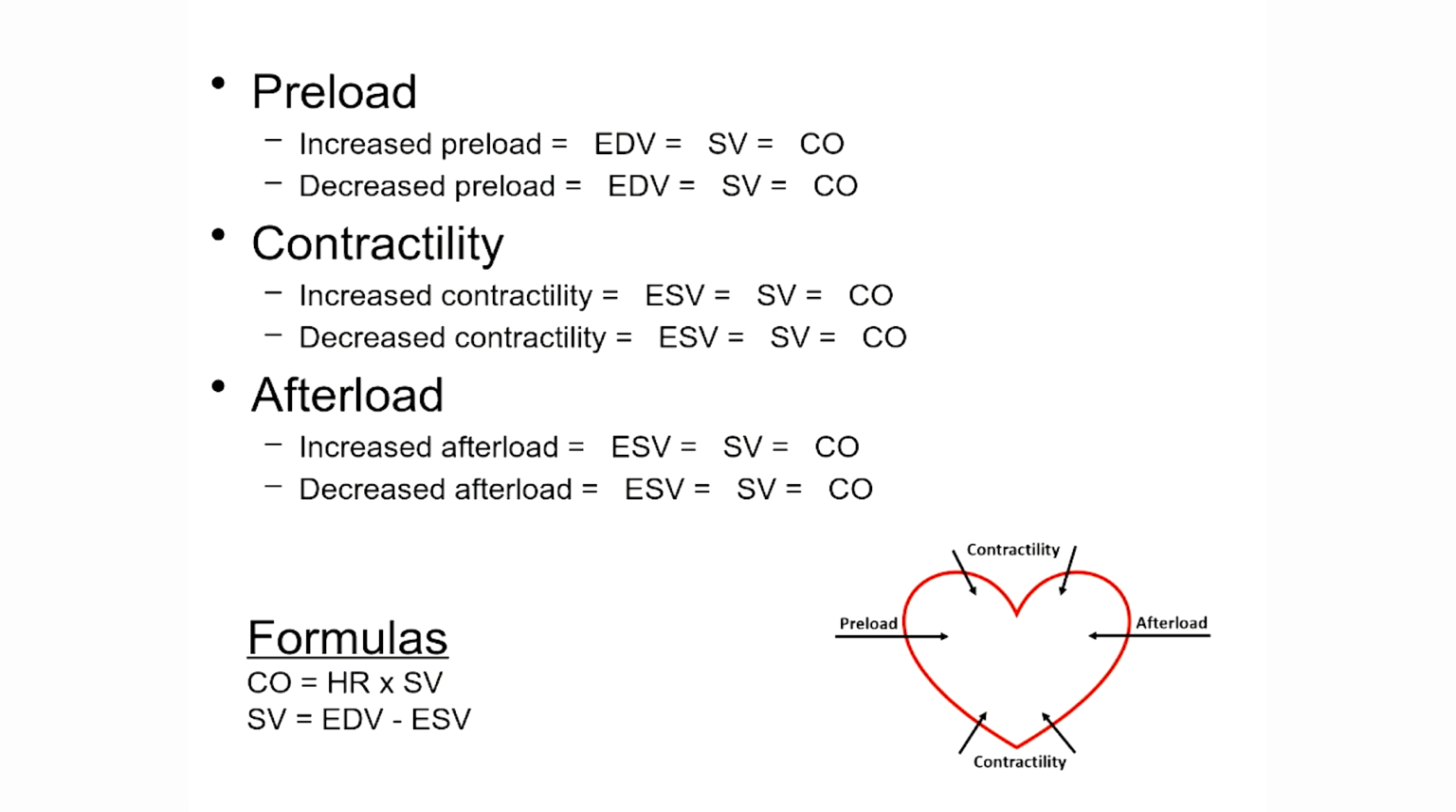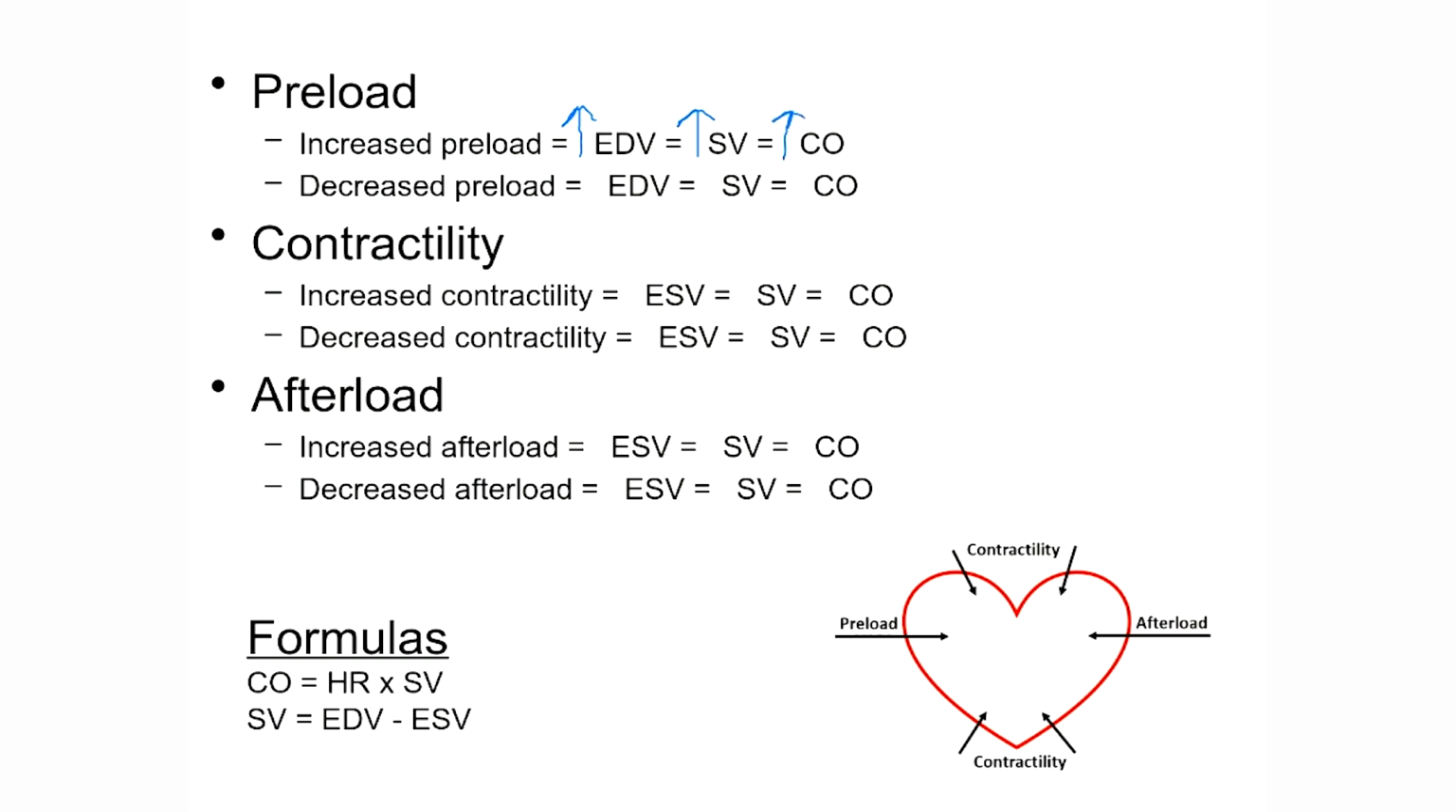So if preload increases, maybe because you're exercising or whatever, that's going to set up a situation where the EDV is going to increase because blood is returning to the heart faster, so the heart's going to fill faster, EDV increases. And when our EDV increases, if you look down here at this formula, if this number increases, assuming everything else remains the same, that's going to cause an increase in stroke volume. And if you look at our formula for calculating cardiac output, if stroke volume increases, we're going to get an increase in cardiac output as well.